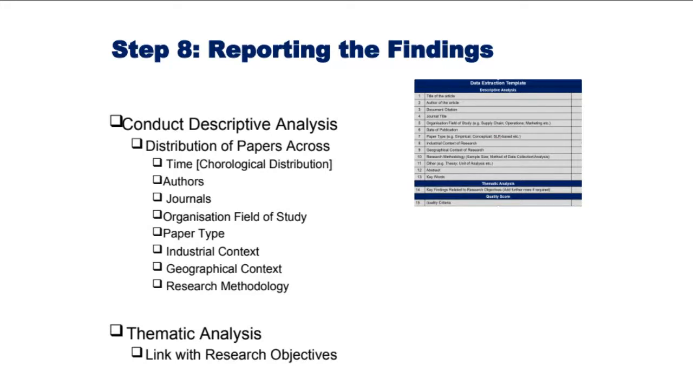So you can make a list of the top 5 authors, and which journals the article was published in. What was the organization field? Was it from finance, marketing, supply chain, operations, human resource, project management, IT? What was the paper type?